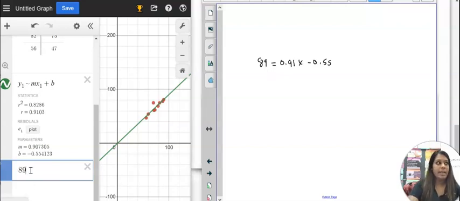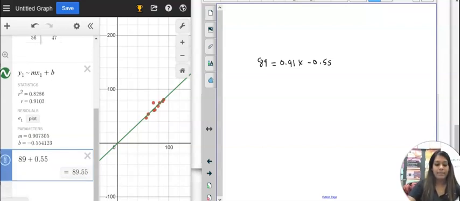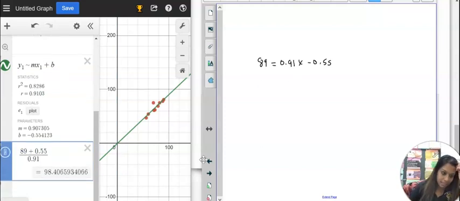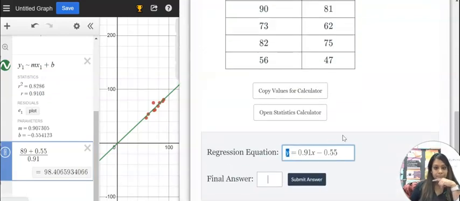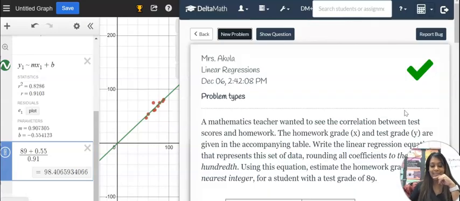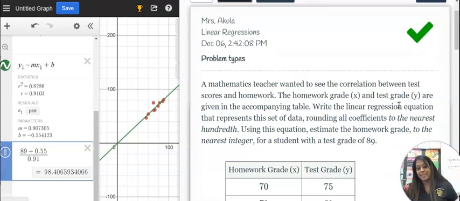I'm just going to do this in the calculator. I know that's going to be 89 plus 0.55, take that over, and then take all of that and divide it by my slope, 0.91. It's just a simple two-step equation. So it looks like my final answer has to have a grade of 98. Whoops, that's y. And then this is going to be 98. I am about 80% confident on this. Okay, I mean, I'm 100% confident on this. Oh yeah, okay, it's right. Anyway, that's what that is.